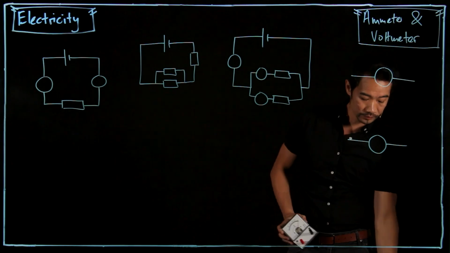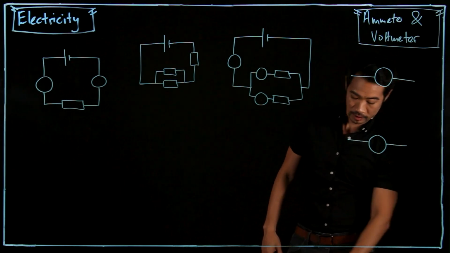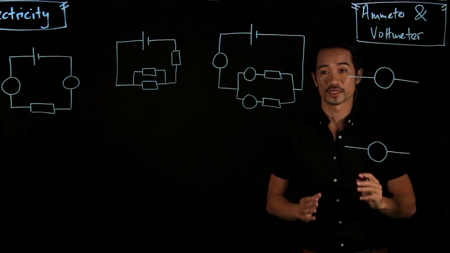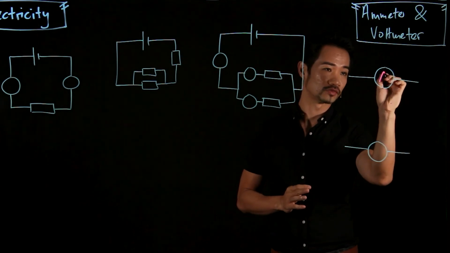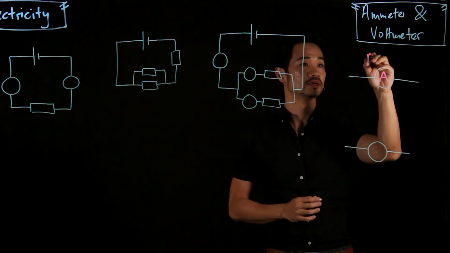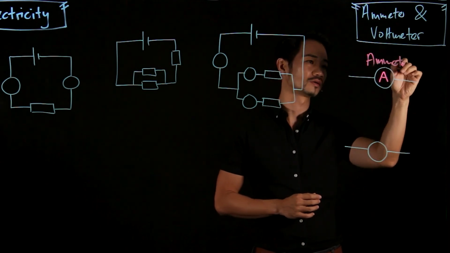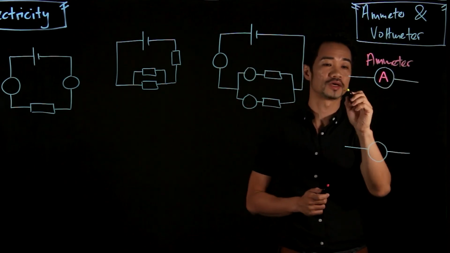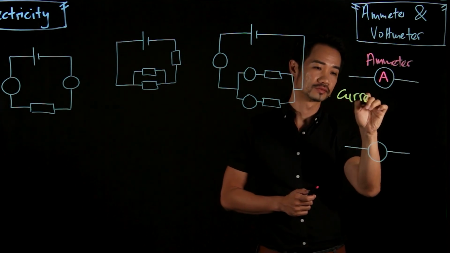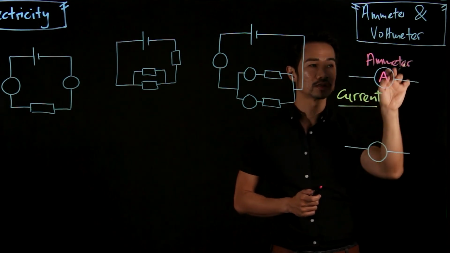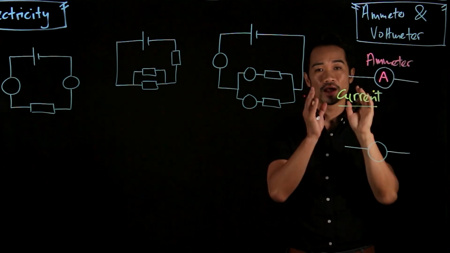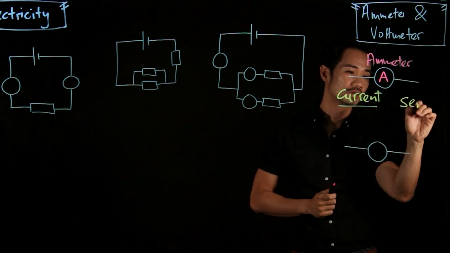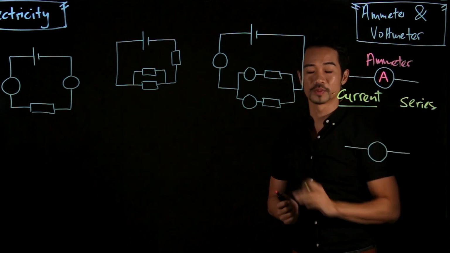In an electric circuit diagram, both meters are represented with a circle and an alphabet inside. For the ammeter, what is inside is the alphabet A. Since ammeter, ampere, what does it measure? It measures current. How must it be connected in a circuit? It has to be connected in series. Later I'll explain a little bit more.